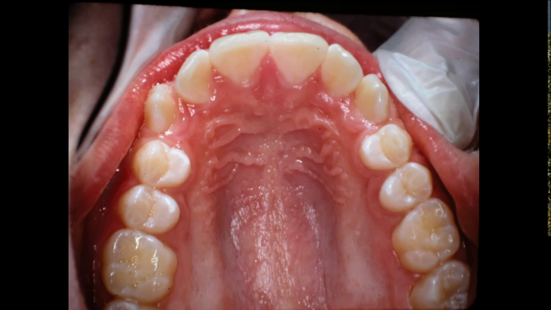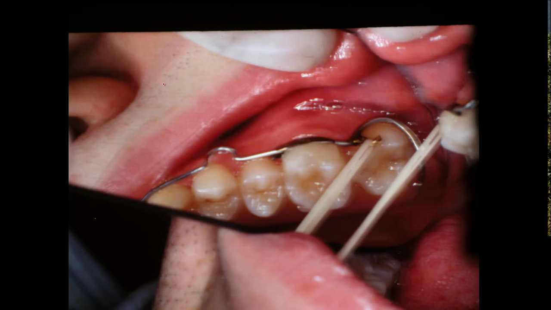Okay, here's the case. It's got kind of a relapse right there. All right, there it is hooked up. But this is a mirror that's stuck in the guy's mouth to be able to get a picture of that.